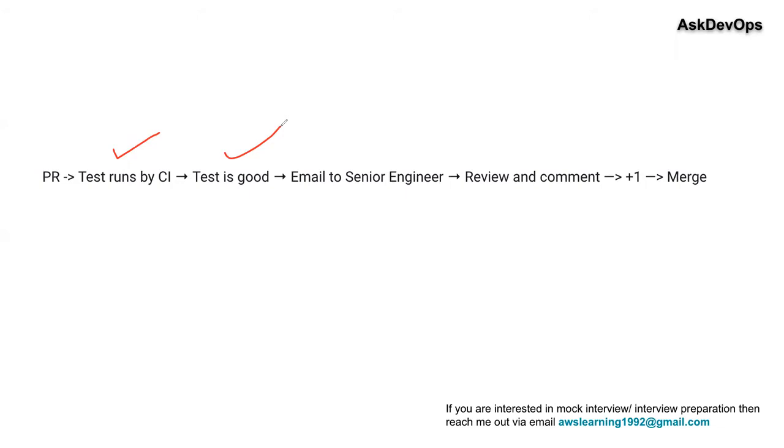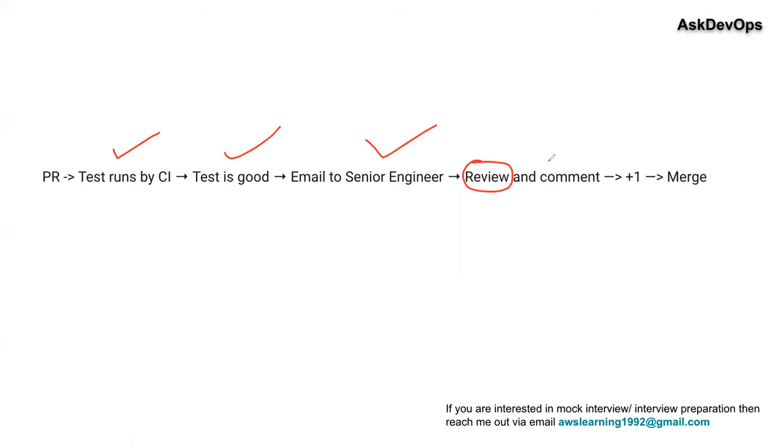Once the tests have been passed, it might send an email automatically to your senior engineer. Or it might send a message to Slack saying there is a pull request for approval, kindly please review it. So if you're working in an organization that involves a hierarchy, you will ask for a review from your senior engineer or your colleague for that matter. Now they're going to review it and share some comments, if any, and ask you for some changes, if any.